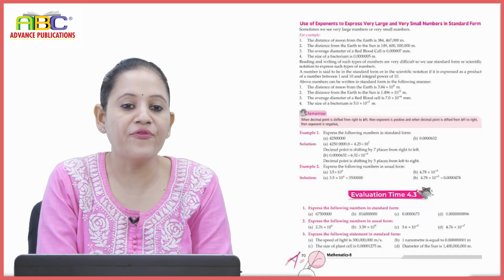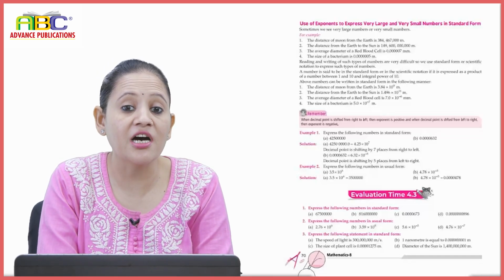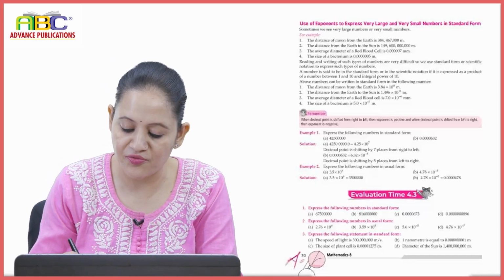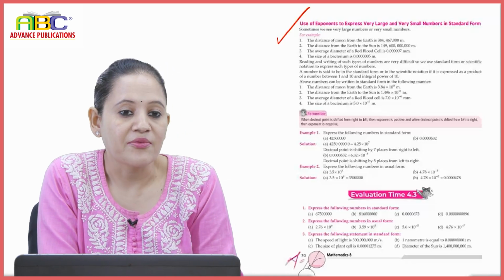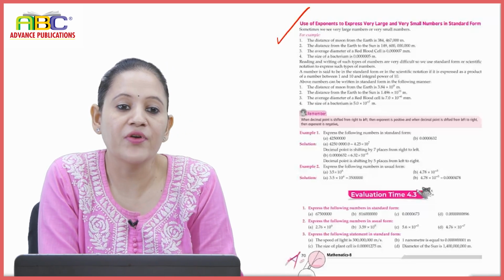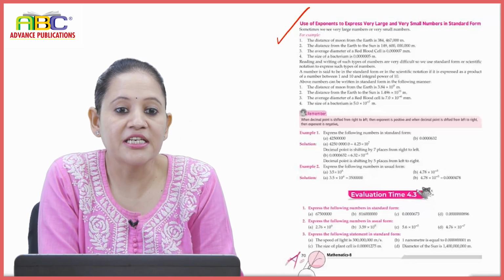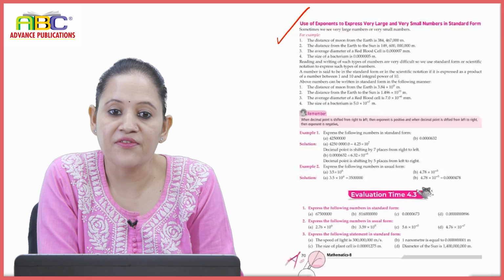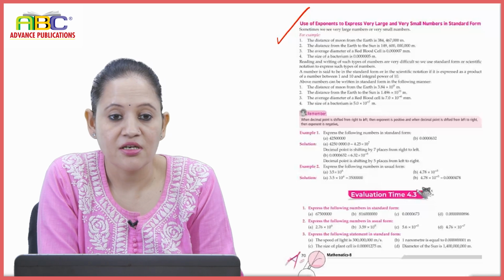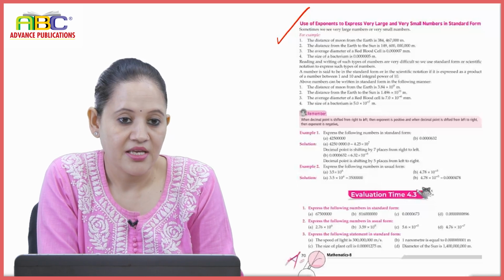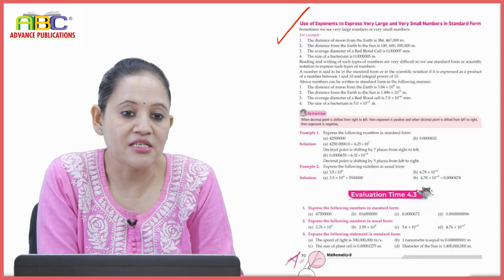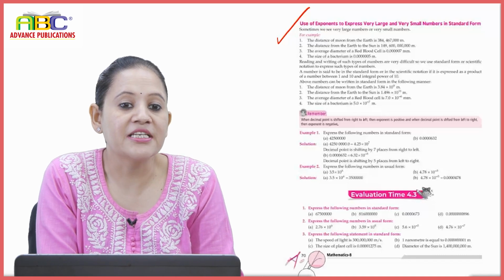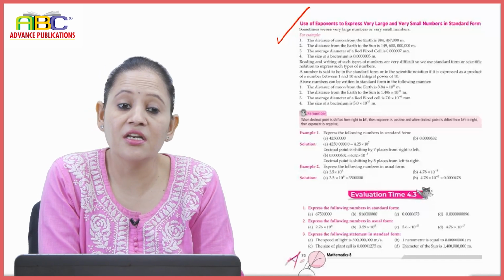Next, use of exponents to express very large and very small numbers in standard form. Sometimes we see very large numbers or very small numbers. For example, the distance of the moon from the earth is 384,467,000 meters. So it's a very large number. So it's very difficult to remember these numbers. Clear? The distance from the earth to the sun is given here.